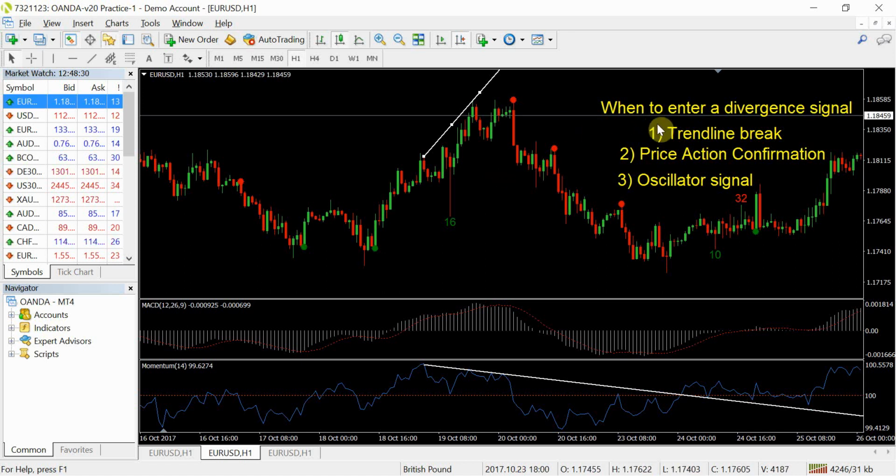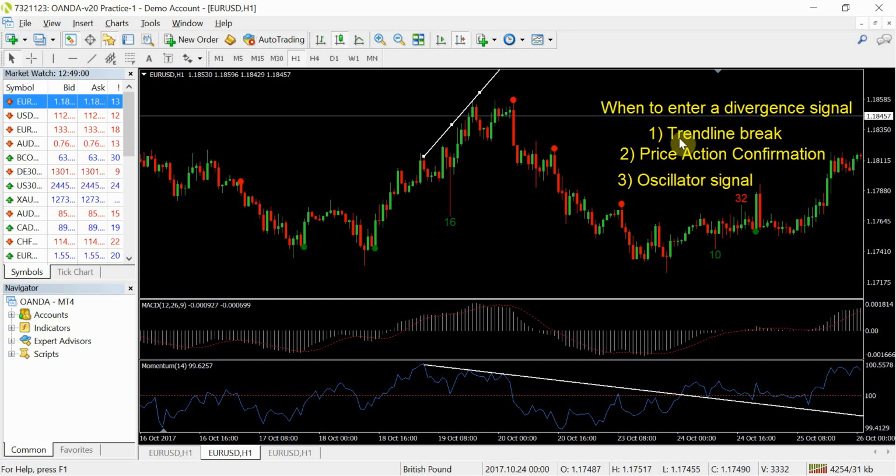So as you can see, there are three different ways that I like to enter a divergence signal, and I'll give you what my favorite is at the end. They are effectively a trendline break, a price action confirmation, and an oscillator signal. So you could have all three if you really wanted to. You'd probably get fewer trades if you did that.